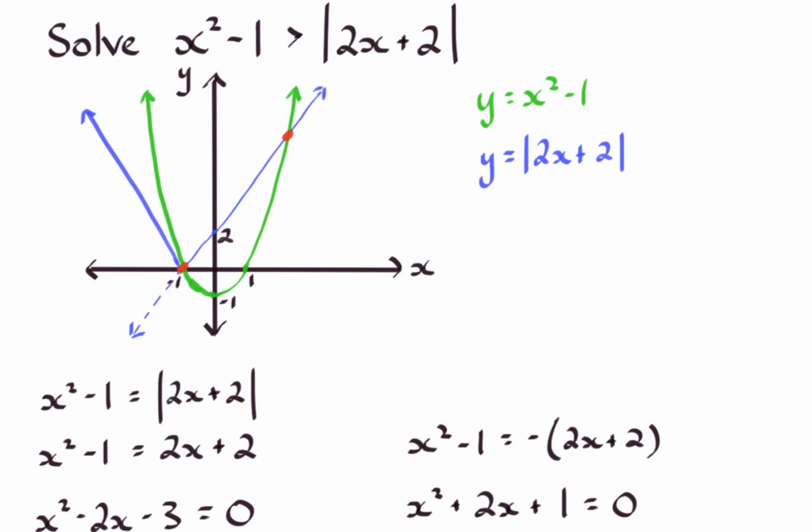Okay, but regardless, we can see that from negative 1 and any x value to the left, our x squared minus 1 parabola is greater than our absolute value of 2x plus 2. And over here on the right, we just worked out that this is x equals 3. Okay, this point here. And so as soon as we go past 3, then once again, this is where we have our parabola greater than our absolute value function.